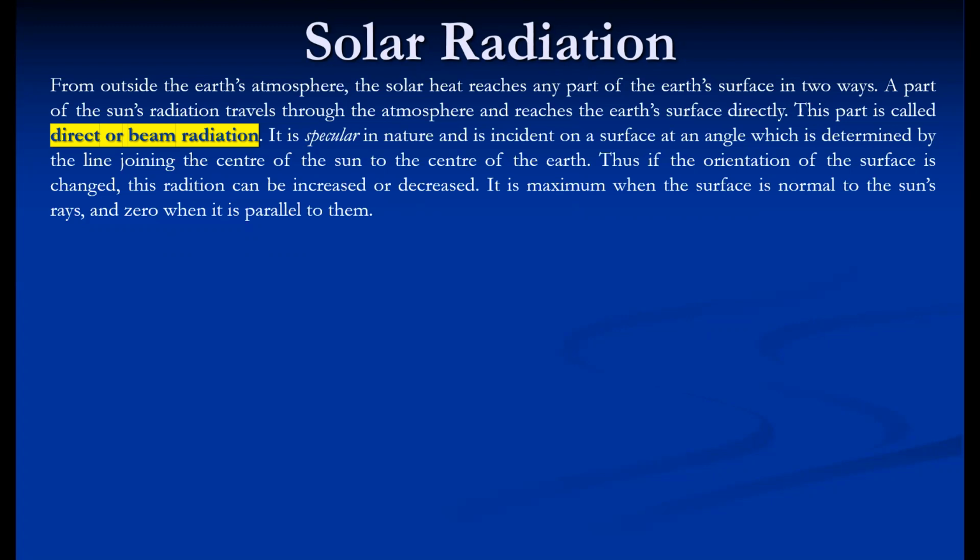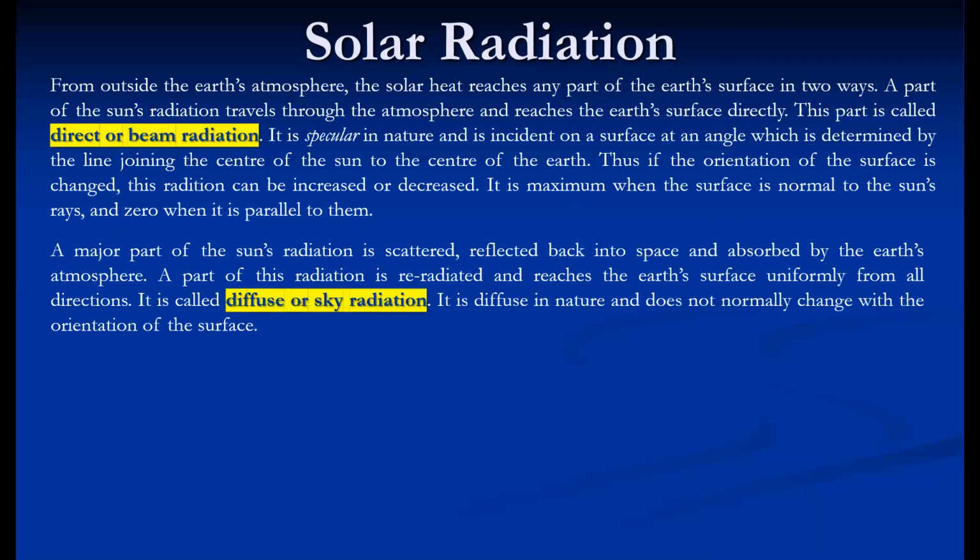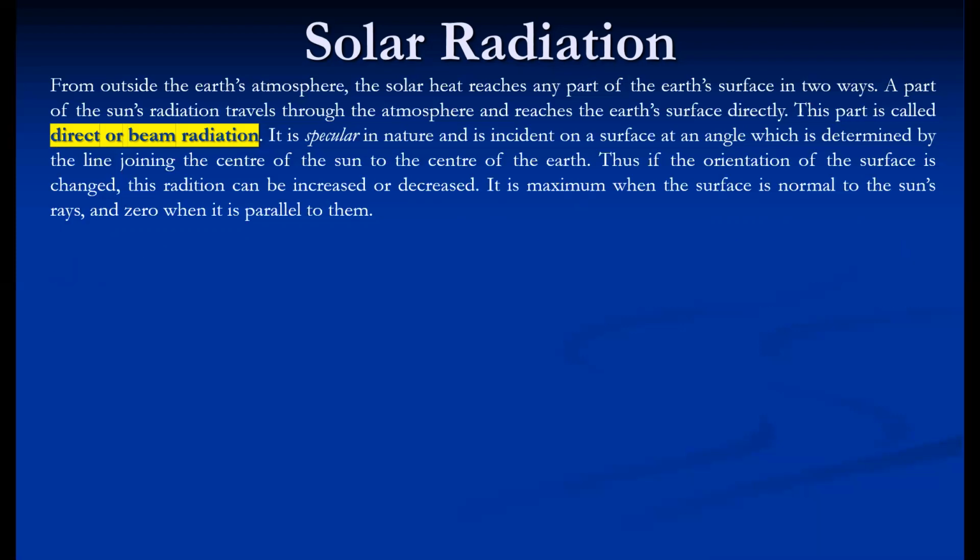So beam radiation is the radiation which directly comes onto the Earth's surface. It is specular in nature and is incident on a surface at an angle which is determined by the line joining the center of the sun to the center of the Earth's surface. Thus, if the orientation of the surface is changed, this radiation can be increased or decreased. It is maximum when the surface is normal to the sun's rays and zero when the surface is parallel to them.